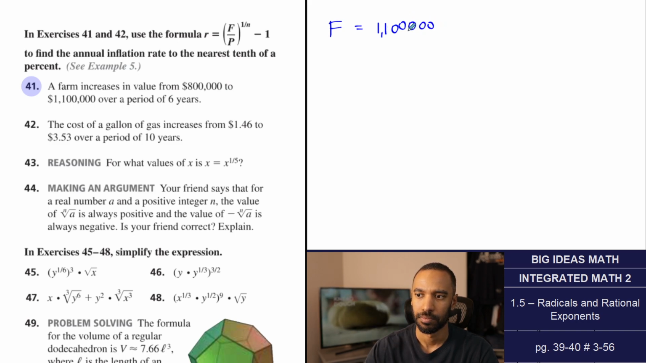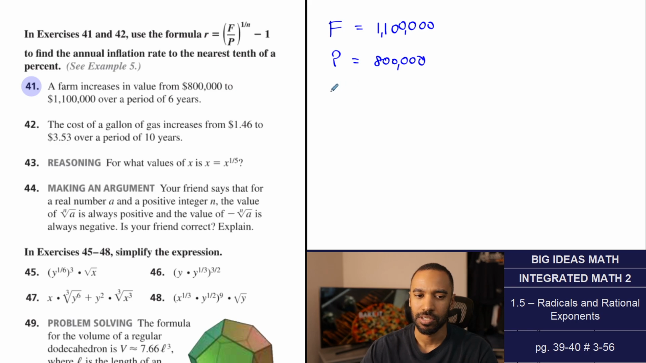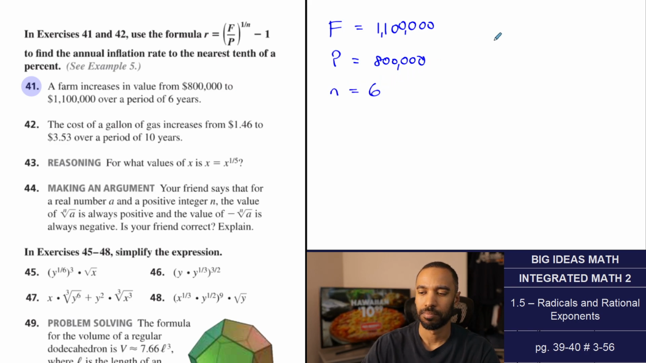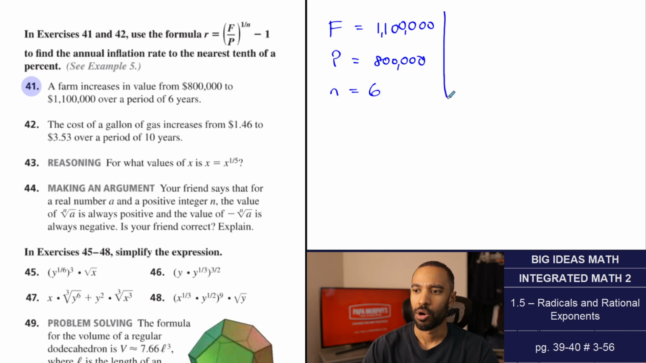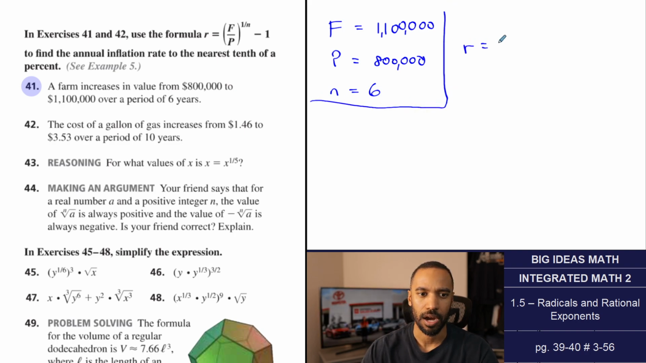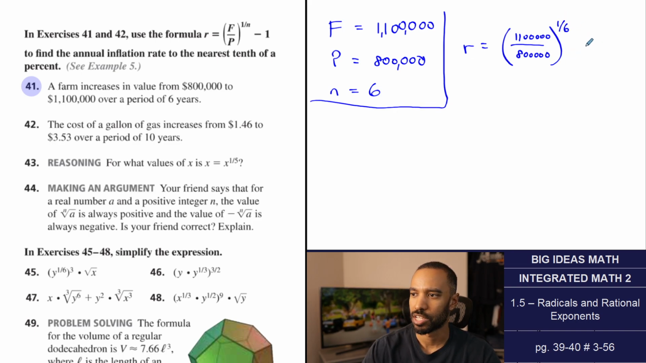1,100,000. P is the principal amount. That is 800,000. And again, if you're really savvy, you could have gotten rid of all these zeros right here, but I'm good. And n is 6. N is the number of years, or the number of instances that you're counting, in this case years. So if those are your three items, this is going to be R equals 1100 over 800, those two numbers raised to the 1 over 6 power minus 1.